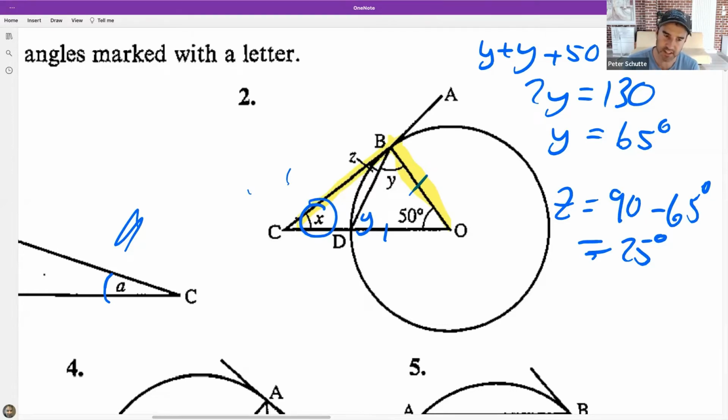Well, I was thinking, isn't this thing a big triangle? And you know, z plus y, well, that's 90. So this angle here is 90. We know this one is 50. So x is going to have to be whatever gets me to 180, which is going to be 40. And so x is going to be 40.